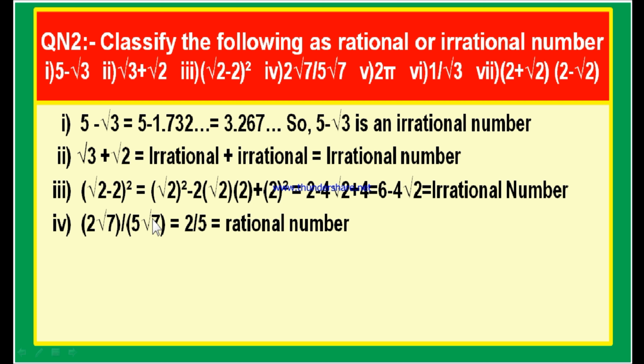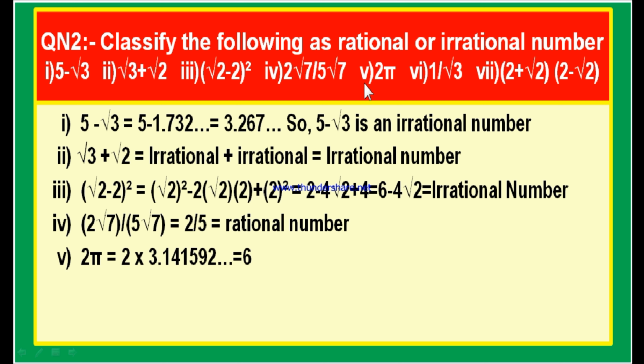You can cancel this root 7 in this root 7 one time, isn't it? Therefore you can cancel both root 7 and root 7 so that you may have 2 by 5. 2 by 5 is in the form of p by q, where p and q are integers. Therefore this is a rational number.